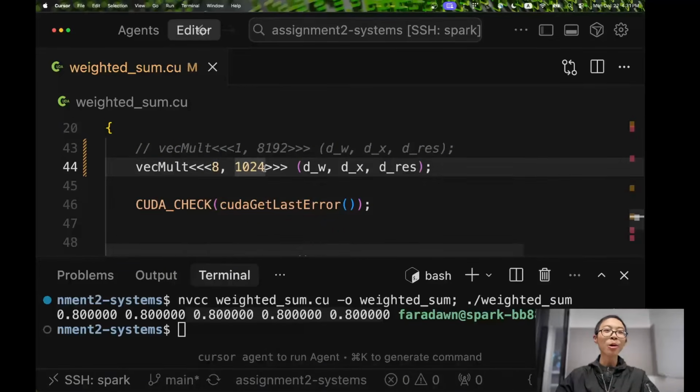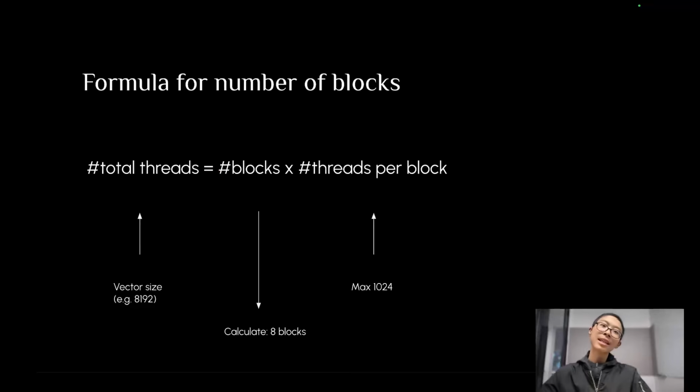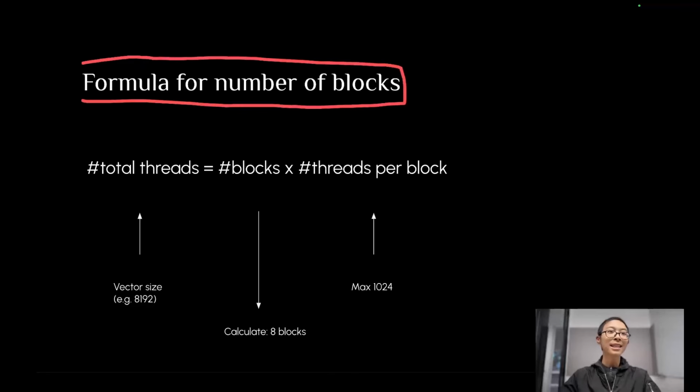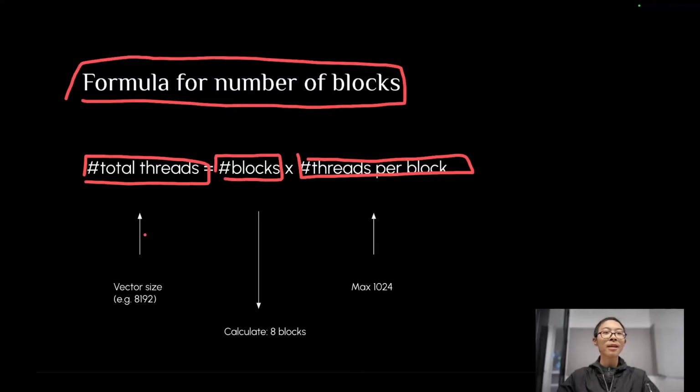Now you know that at most we can schedule 1024 threads within a block. But in tutorials, you might see the block dimension to be 512 or 256. So what number should we put here? Here is a formula to calculate the number of blocks we need. As a recap, the total number of threads is equal to the number of blocks multiplied by the number of threads per block. What is the total number of threads? It is your workload. In this case, it is 8000 for the vector size.